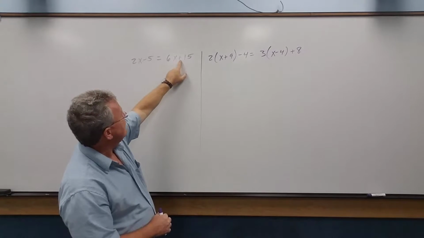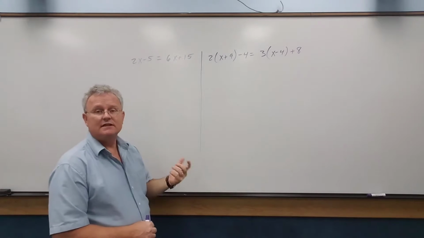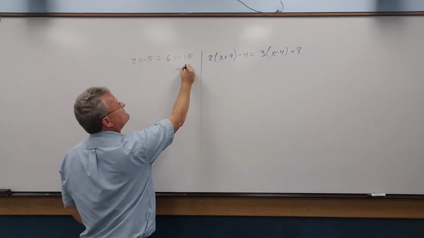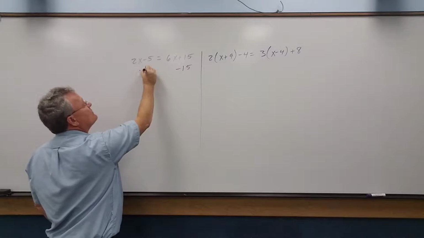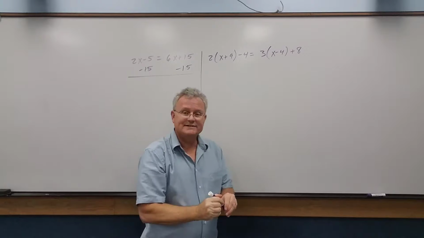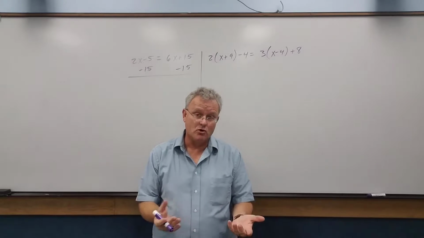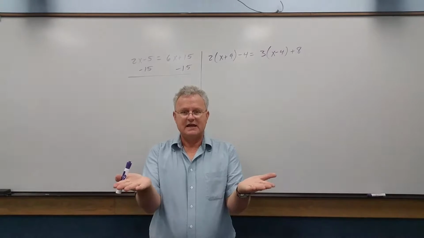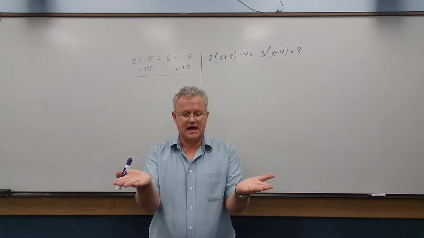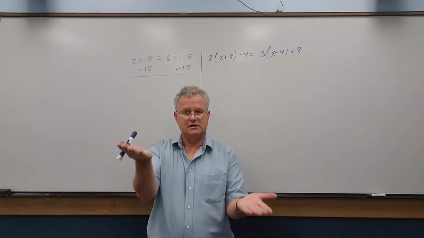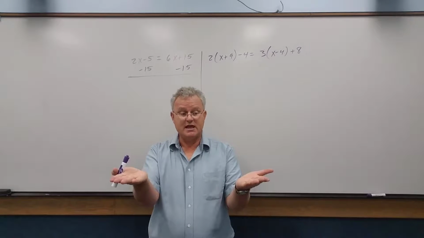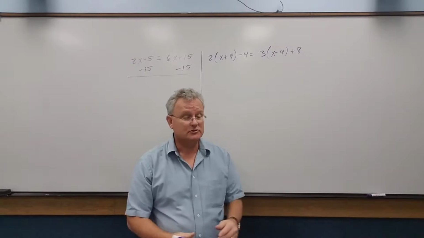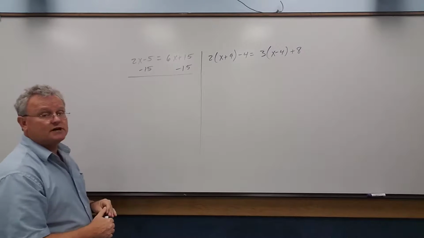This 15 is added to 6x. The opposite of adding is subtracting. So we subtract 15. Now, if we do something to one side of an equation, we've got to do it to both sides. Why? Because an equation is like a balance. If I take 15 pounds off this side, the weight's going to tip. But if I take 15 away here and 15 away here, it's going to stay balanced. So that's the reason why we've got to do it to both sides.